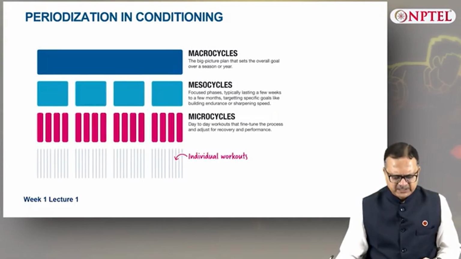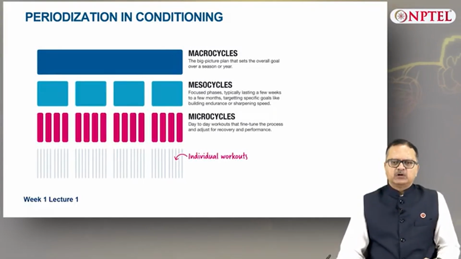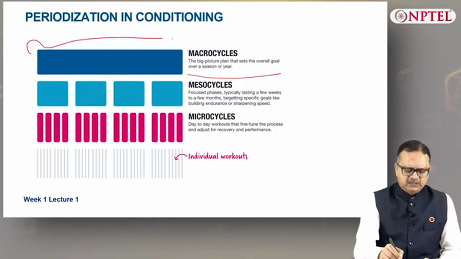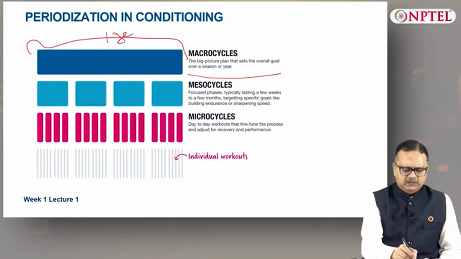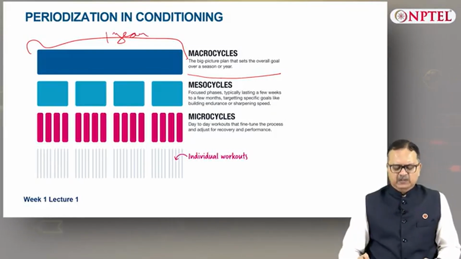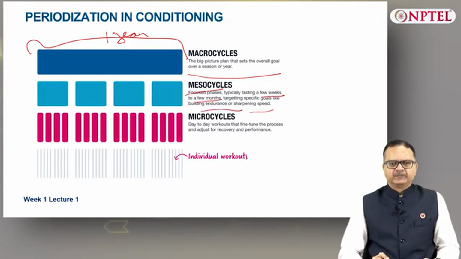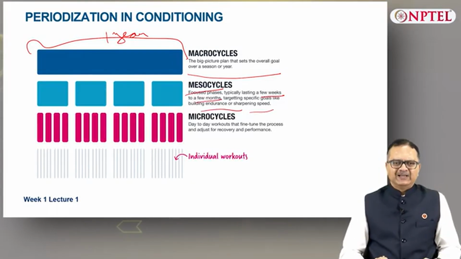If we talk about periodization in conditioning, we must talk about macrocycles, mesocycles, and microcycles. Macrocycle is the big picture plan that sets the overall goal over a season or one year. Mesocycles are focused phases, typically lasting a few weeks to a few months, targeting specific goals like building endurance or sharpening speed.